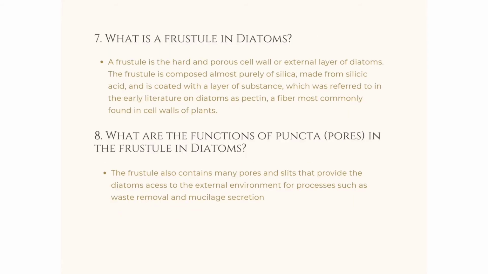What is frustule in diatoms? A frustule is the hard and porous cell wall or external layer of diatoms. The frustule is composed almost purely of silica, made from silicic acid, and is coated with a layer of substance which was referred to in the early literature on diatoms as pectin, a fiber most commonly found in cell walls of plants.